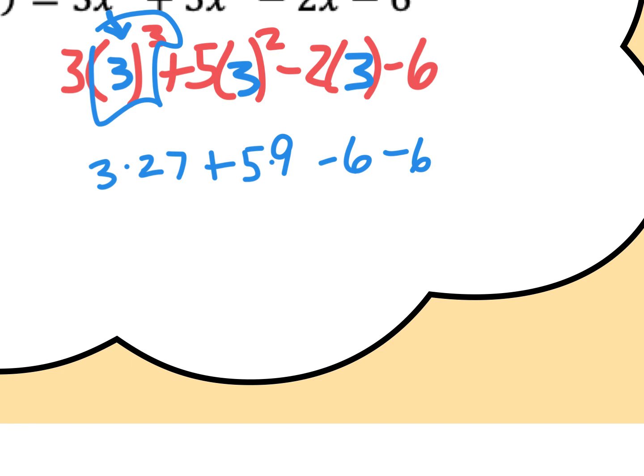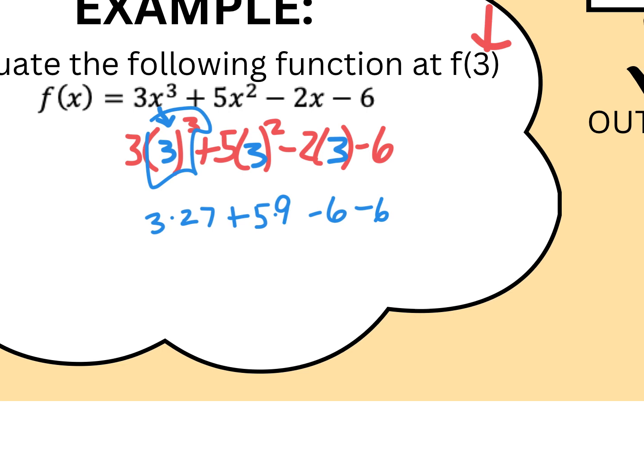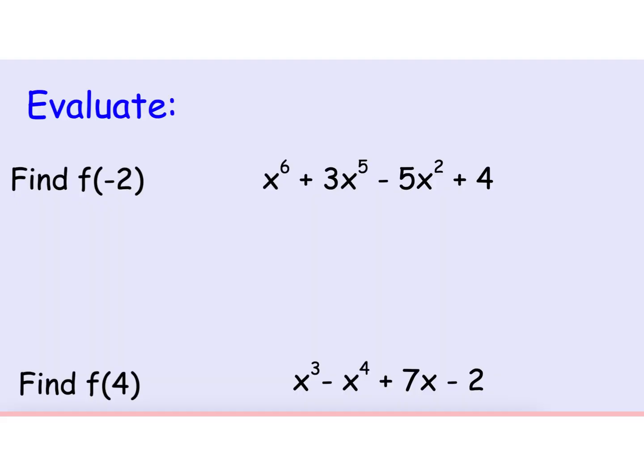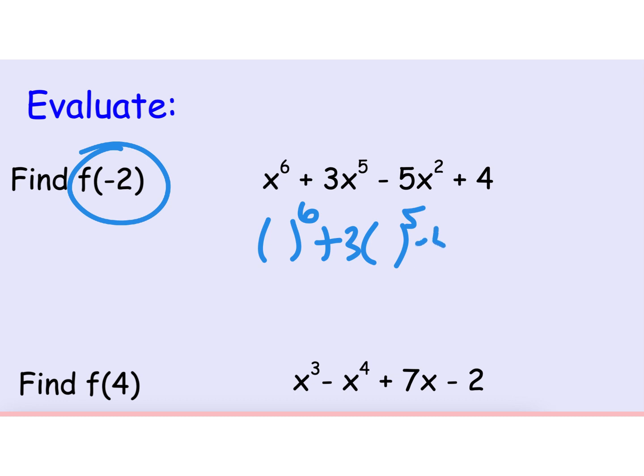From here, I totally would just let you use a calculator to simplify it down. That is called evaluating an expression. All right, so if I wanted to find f of negative 2, I'm just going to make an empty parenthesis wherever there was an x. And then inside all those empty parentheses, I would put a negative 2. This is called evaluating the function at negative 2.